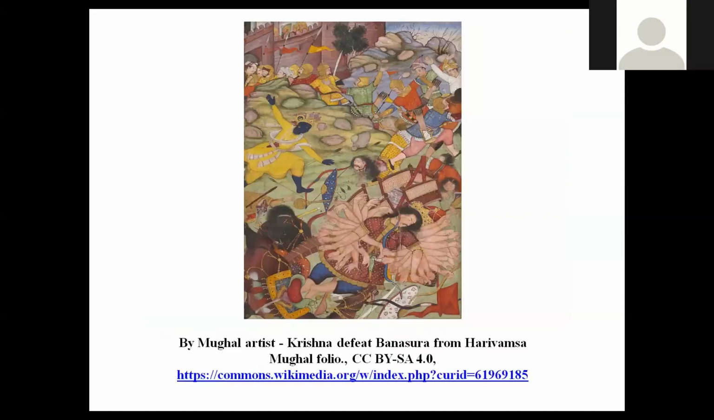So here you can see Banasur, and this is Krishna. This is Krishna and the war. Now, what you find is, earlier we find conflict in the oral traditions and traditional text also. But by the 7th century, however, we find that reconciliation has been arrived at.